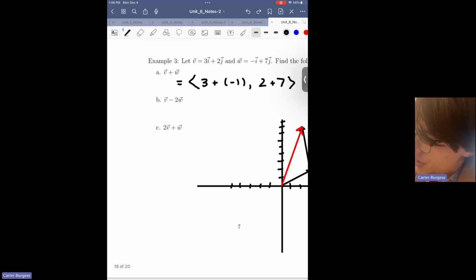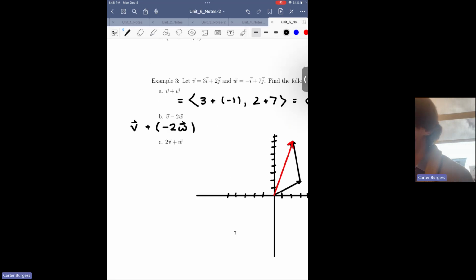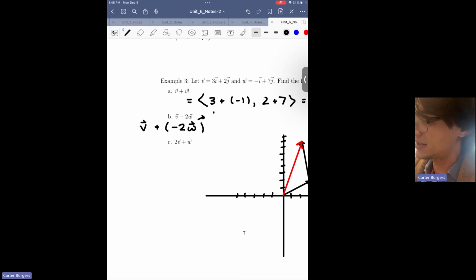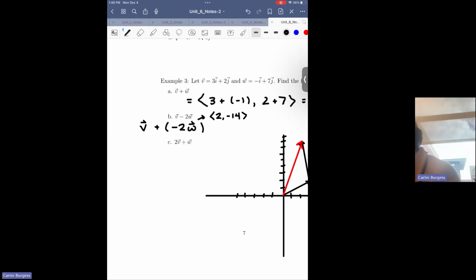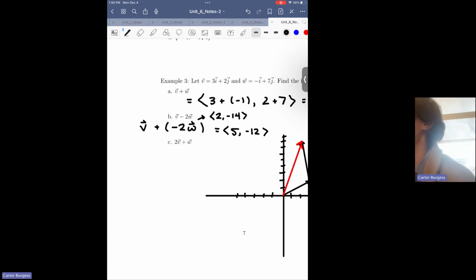All right, let's take a look here. So first thing that I would do here is I would start by finding what -2w is, and then v plus -2w. I saw a lot of people found 2w instead and then subtracted the x components and subtracted the y components. That's also fine. That's perfectly acceptable. You'll get the exact same thing. But for -2w, I found that this was the vector +2, -14. And so adding my x components here, I found that this was a result of 5 and -12 for my vector.